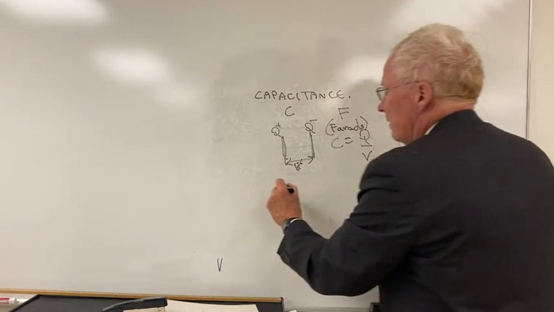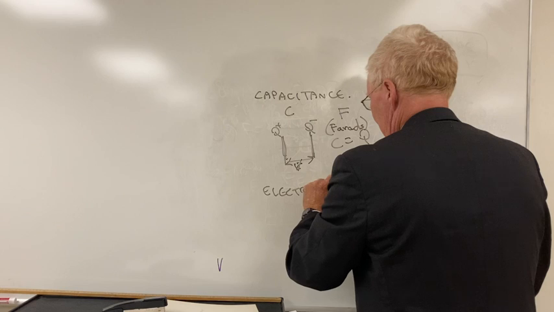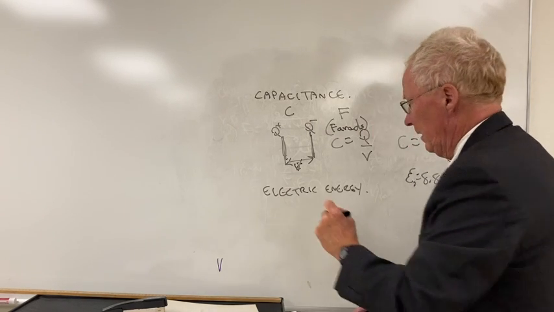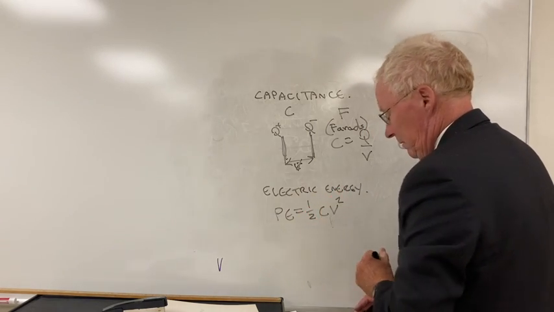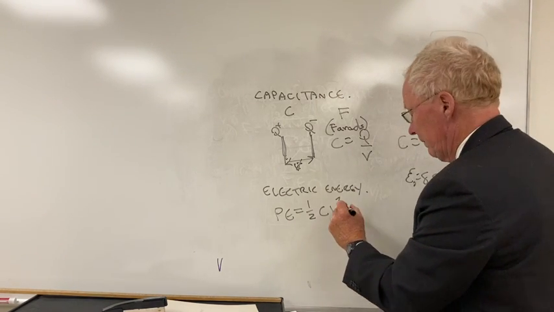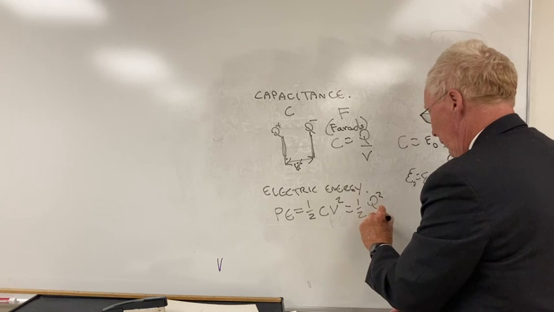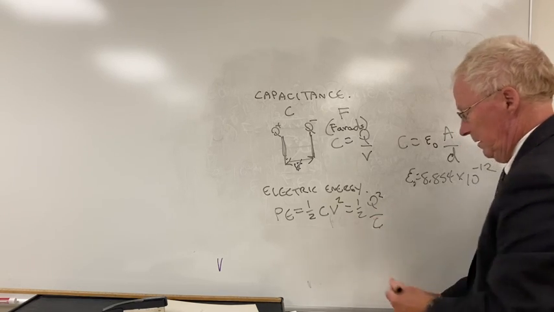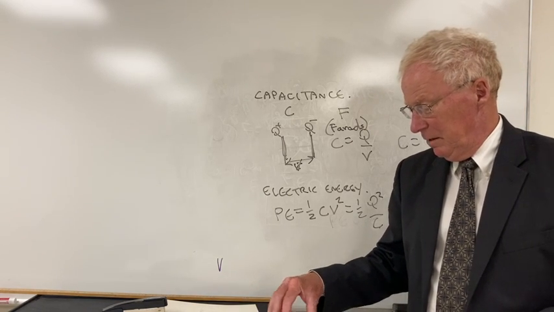Storage of electric energy. The potential energy is 1/2 CV squared, or 1/2 Q squared over C, depending on what you're given.